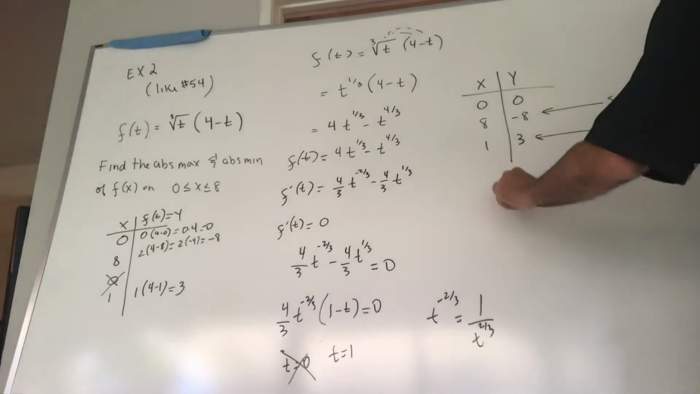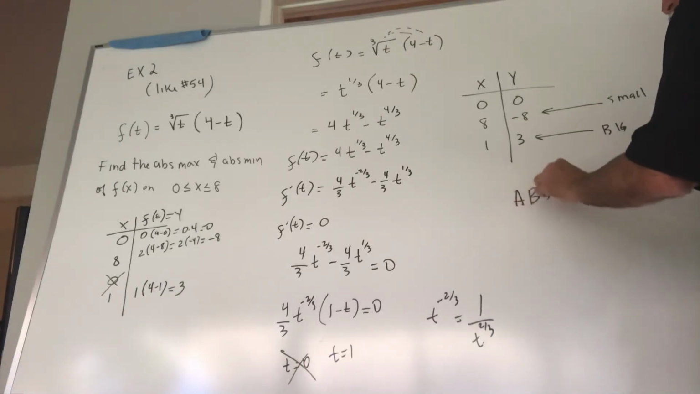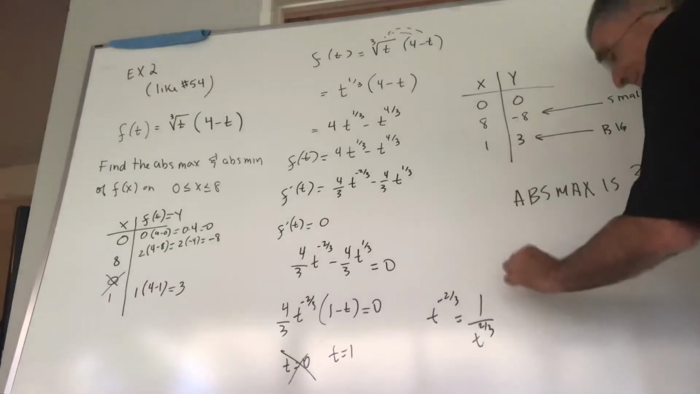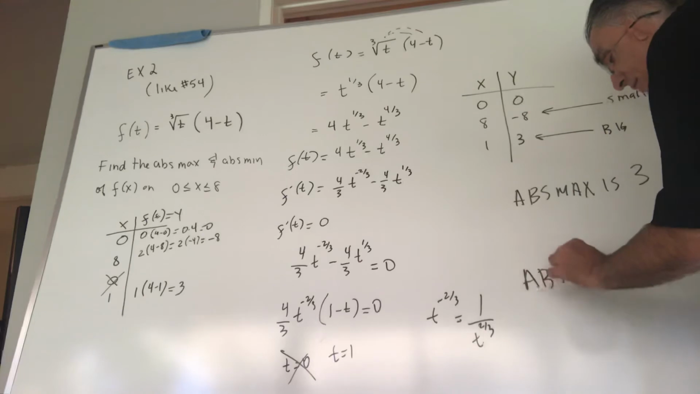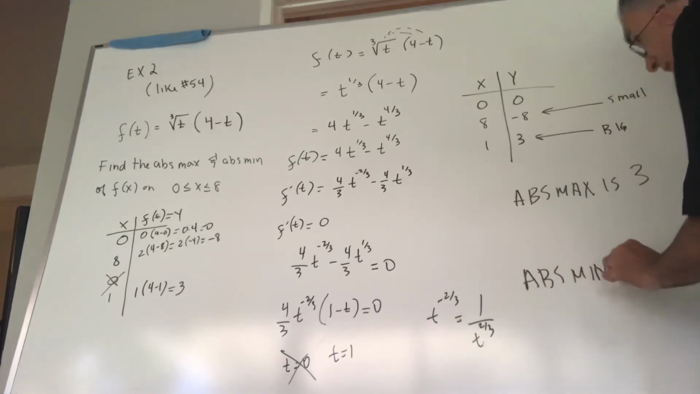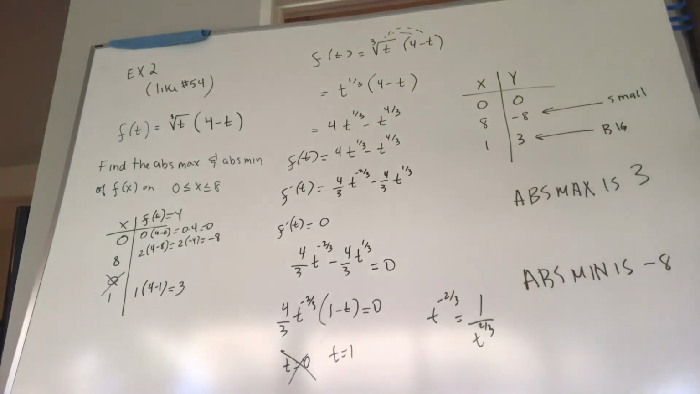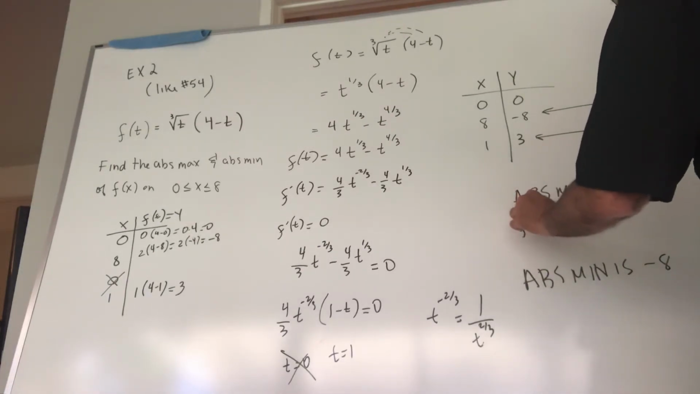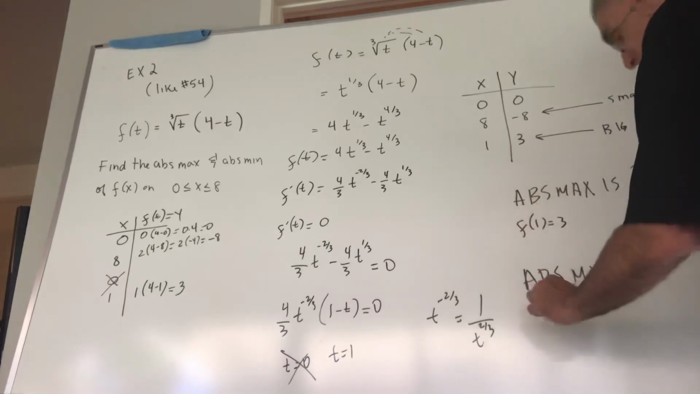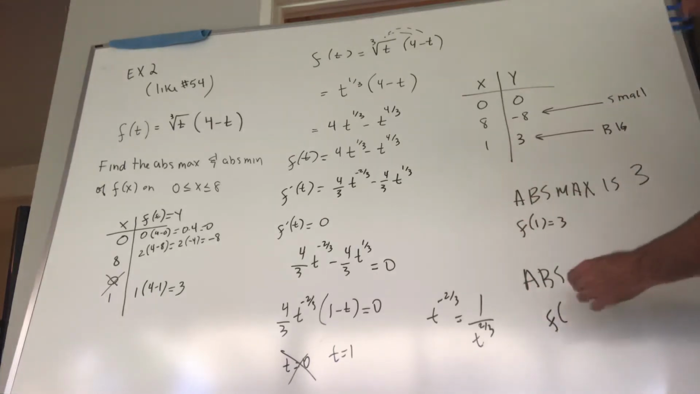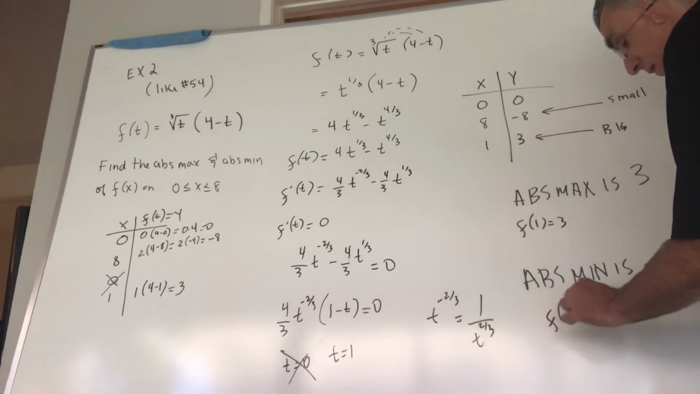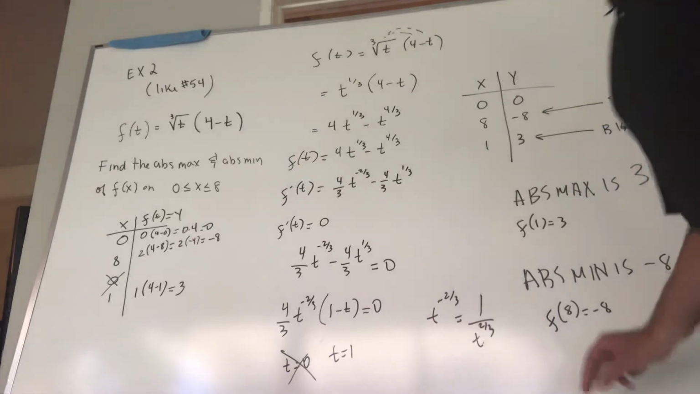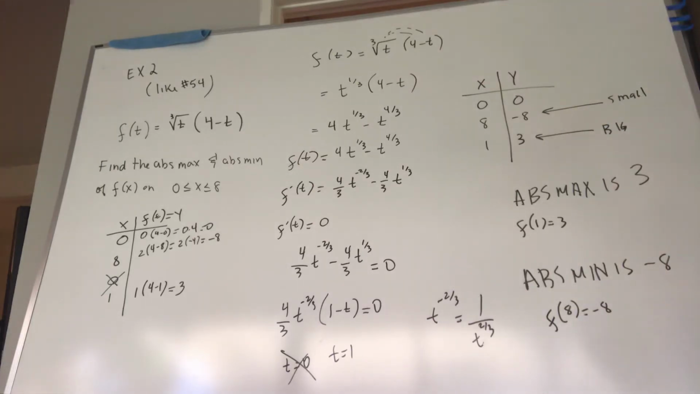So what we're going to say is the absolute max is 3, and the absolute min is negative 8. And again, like I said, sometimes we write it like this, and sometimes like this, and I'm only doing this because the textbook does this. So there is an example of one like 54.